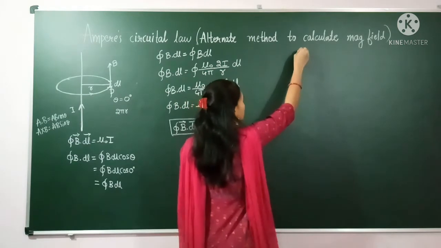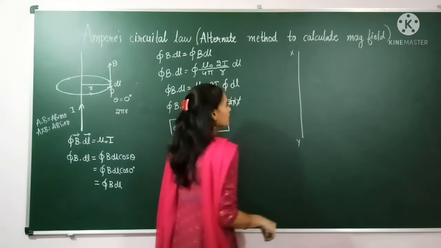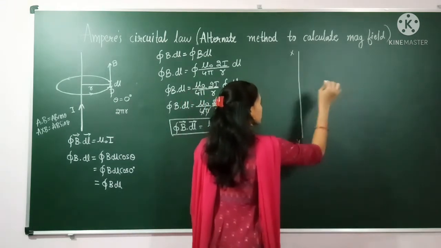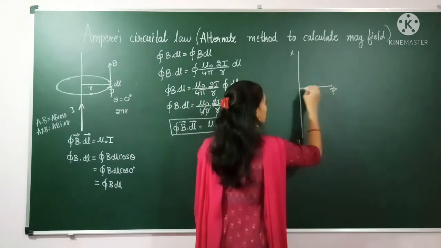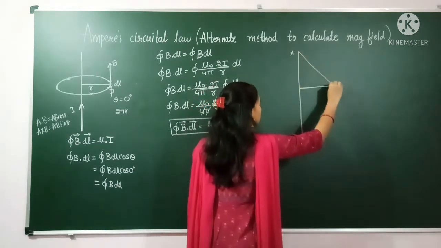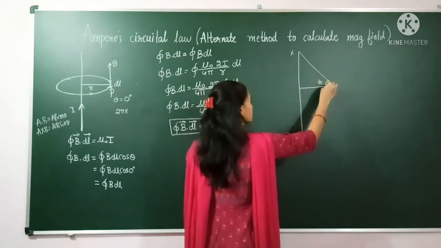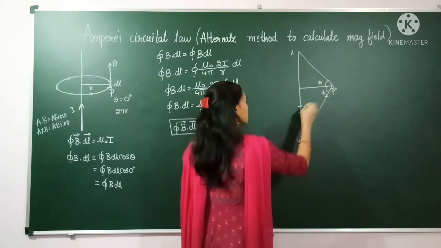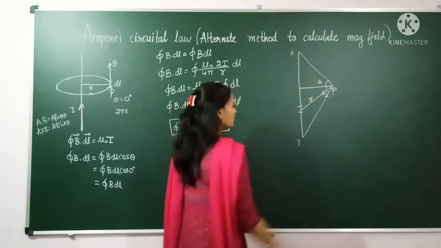So first you have to take one wire. This wire is of length XY, meaning finite length of wire, and here is our point P where we want to calculate the magnetic field. We will draw one perpendicular distance from point P to the wire, and now we will join these two ends. This angle we will take as phi 1 and this angle as phi 2, and here we have taken one small current element. We will join point P and this small current element, and this distance we will take as r.